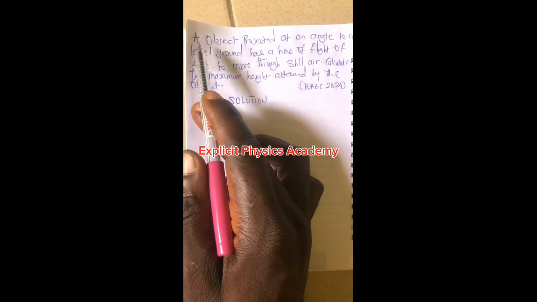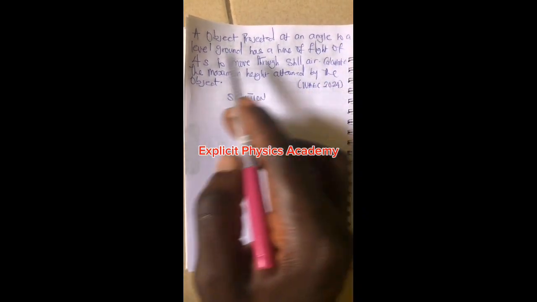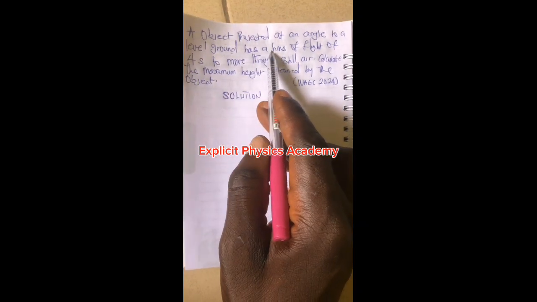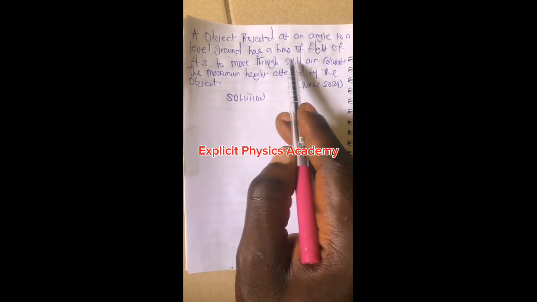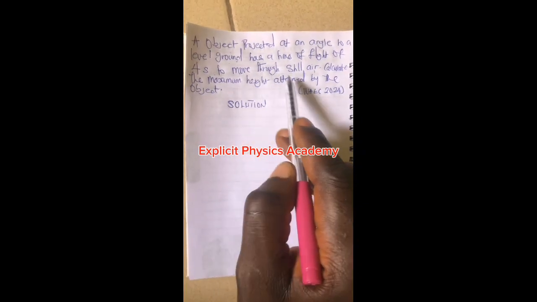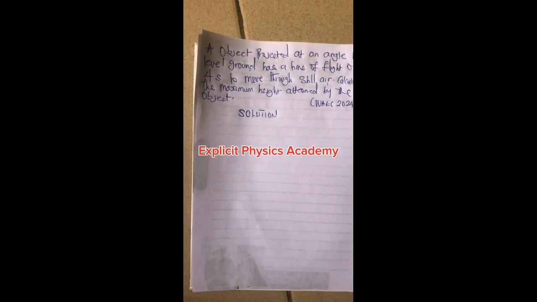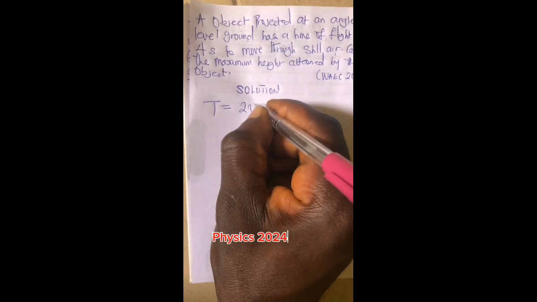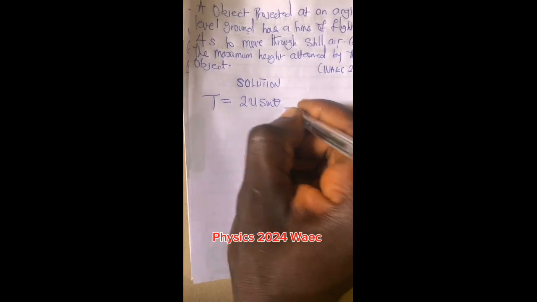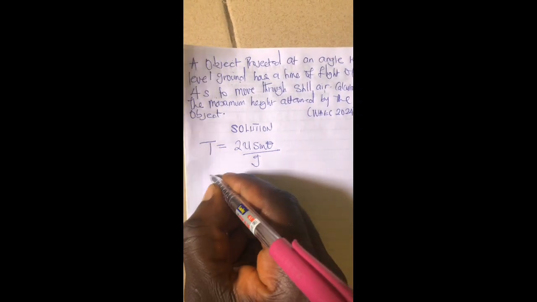We see here, an object projected at an angle to a level ground has a time of flight of 4 seconds. Moving through still air, calculate the maximum height attained by the object. To calculate the projectile of a body moving in air, the time of flight t is always given as 2u sine theta all over g.